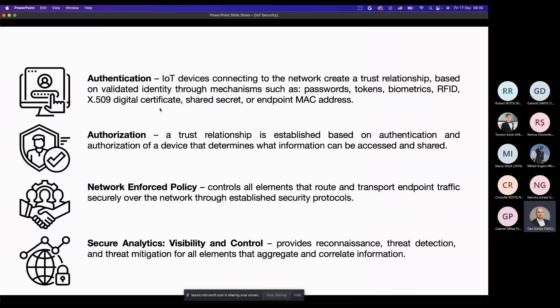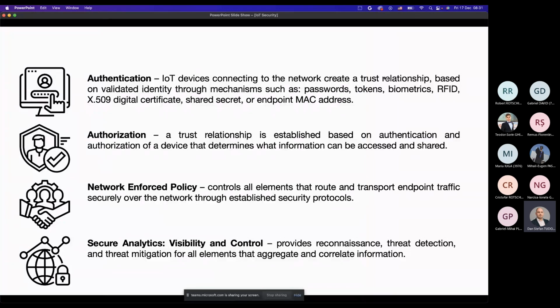There are different aspects, of course, to how we actually connect to such a network. For example, there are aspects of authentication, which are very similar to a general means of authentication into a computing system. But it becomes even more stringent when we have millions of such IoT devices connecting to a network to create a trust relationship.